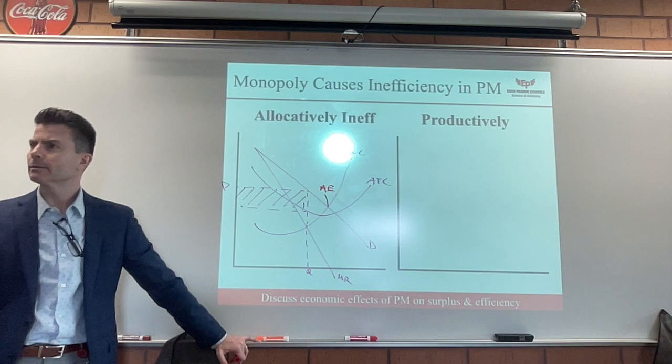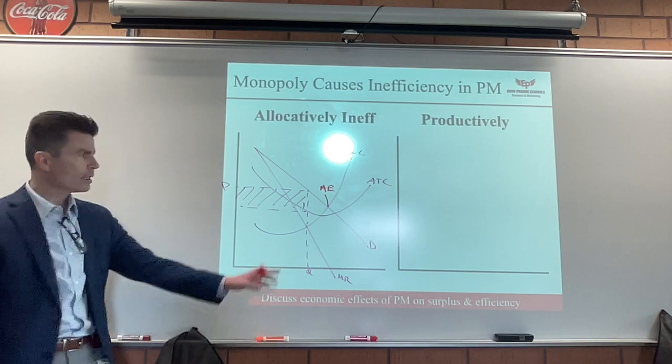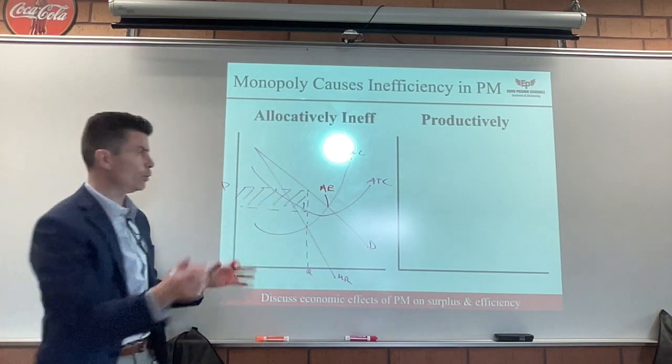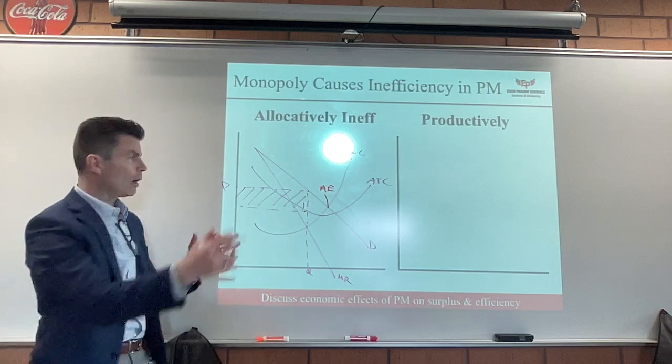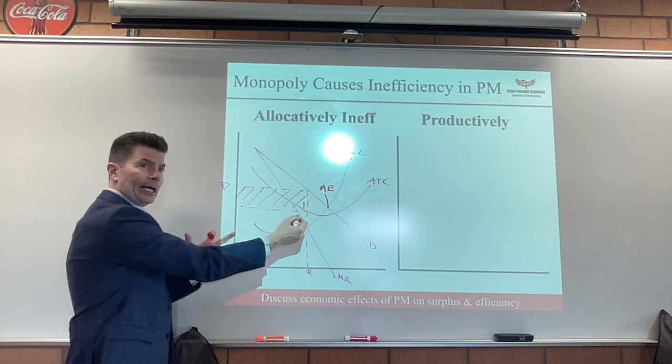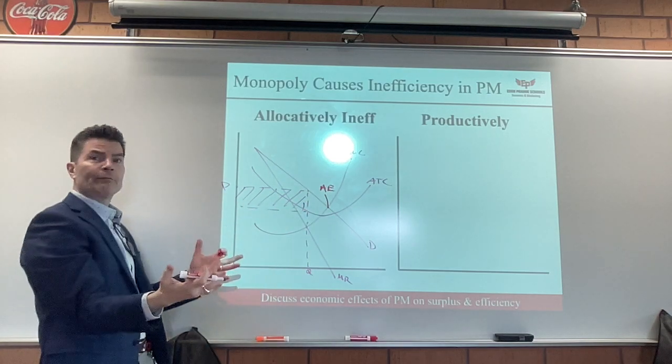Dylan, why not? So I knew I should have shook my head. Why not? Because they don't produce there. That's it. If you know that allocative efficiency is where demand equals marginal cost, well, unless the quantity is there, you can't be allocatively efficient.